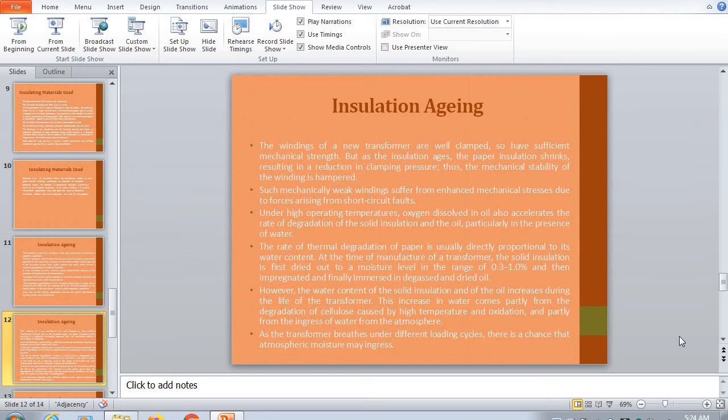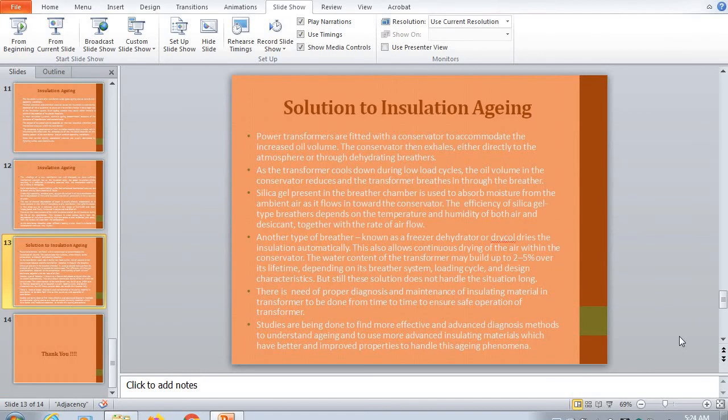However, the water content of the solid insulation and of oil increases during the life of a transformer. This increase in water comes partly from the degradation of cellulose caused by high temperature and oxidation and partly from the ingress of water from the atmosphere. As the transformer breathes under different loading cycles, there is a chance that atmospheric moisture may ingress. So what can be the solution?